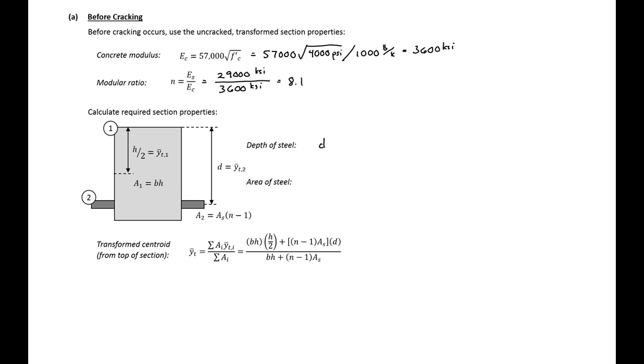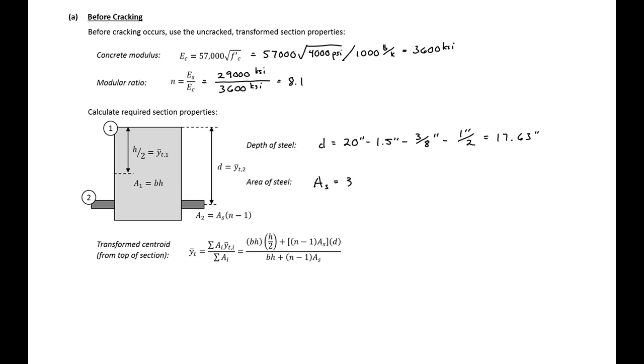So the depth of our steel is going to be equal to 20 inches, which is our overall section height, minus 1.5 inches, which is our cover. We have 3/8 inch, the diameter of our stirrups, and then 1 inch divided by 2, which will get us to the centroid of our longitudinal steel. And this will give us a d here of 17.63 inches.